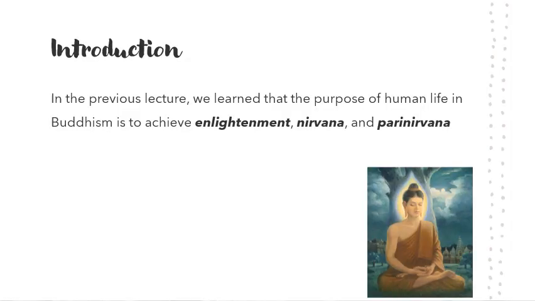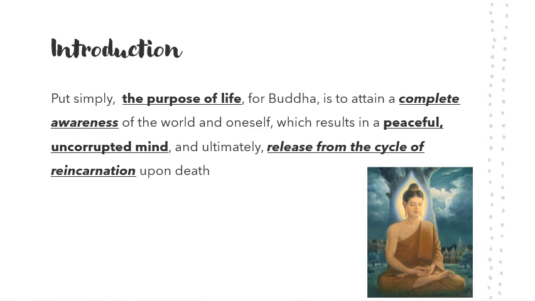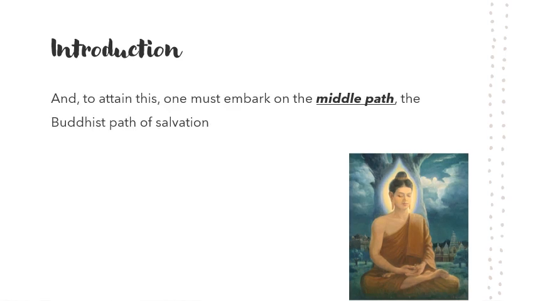So in the previous lecture, we learned that the purpose of human life in Buddhism is to achieve enlightenment, nirvana, and parinirvana. Put simply, the purpose of life for Buddha is to attain a complete awareness of the world and oneself, which results in a peaceful, uncorrupted mind, and ultimately, release from the cycle of reincarnation upon death. And to attain this, one must embark on the middle path, the Buddhist path of salvation.